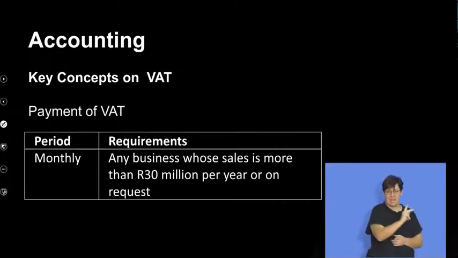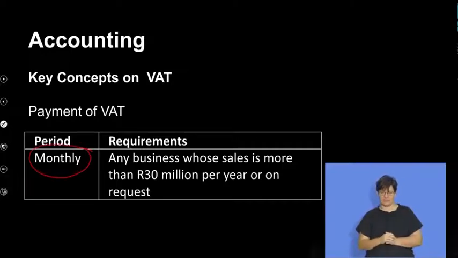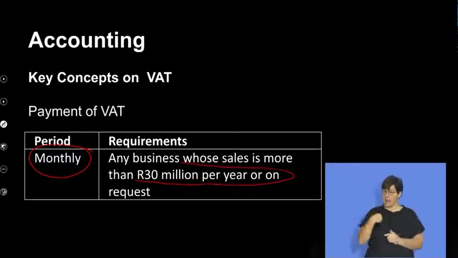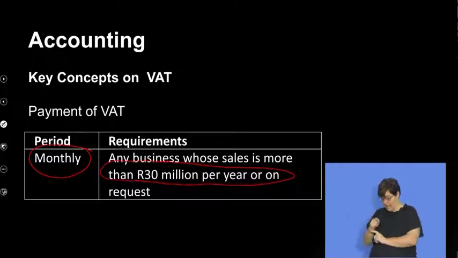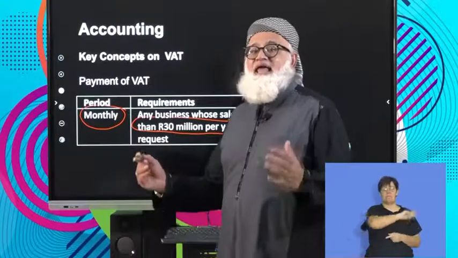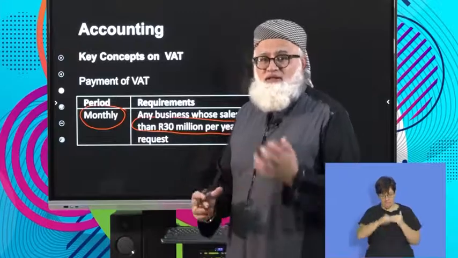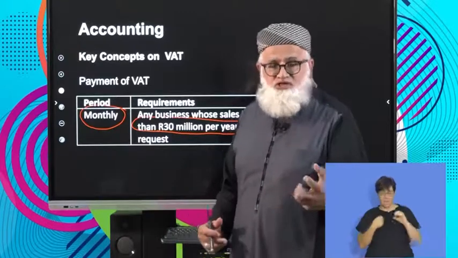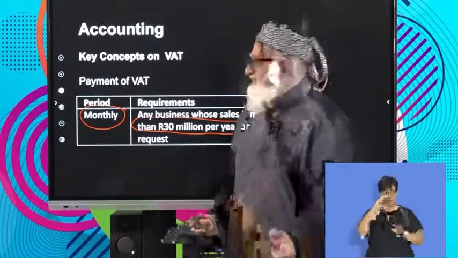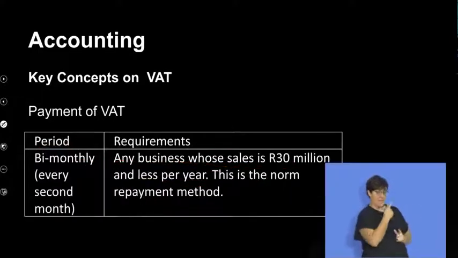Okay, now, if you look at payment of VAT, some businesses have to pay VAT over to SARS on a monthly basis, right? A business with a turnover of more than 30 million per year can do a monthly return to SARS. That means at the end of the month, they determine whether the amount is due to SARS or to them.